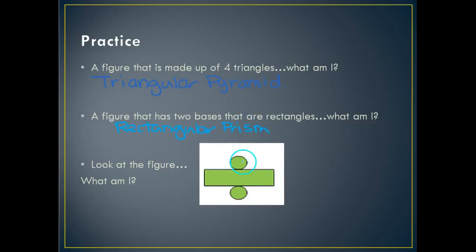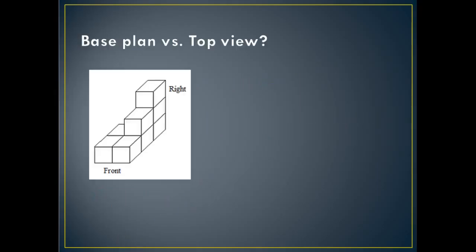Okay, now looking at this figure, what is it? We've got 2 circles, which means your bases are circles, and then it's a rectangle. Very good, this is a cylinder. Very good. Okay, now let's talk about the base plan versus the top view as a review.